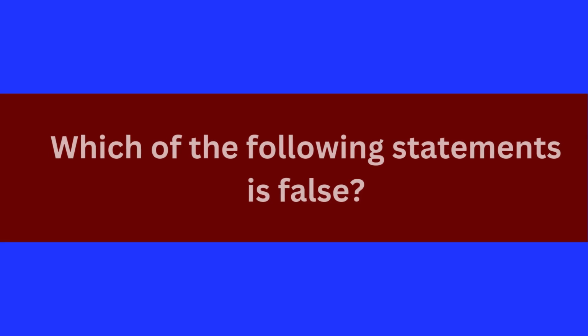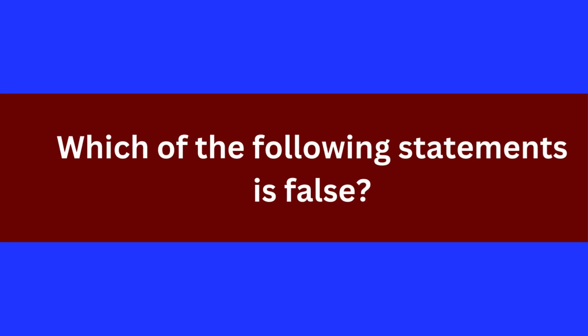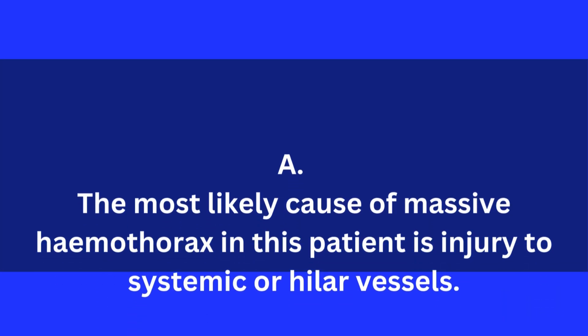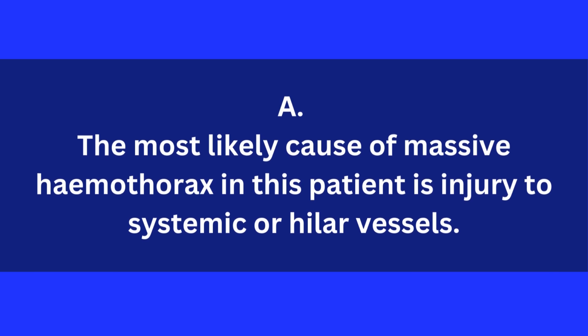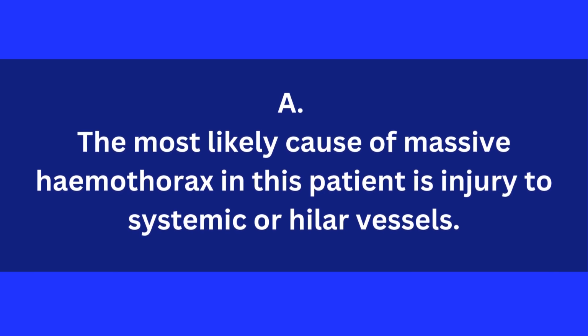So the question is, which of the following statements is false? Can you go through the options and let me know, please? Yeah, okay, so this gent's having a massive haemothorax. So, answer A. The most likely cause of massive haemothorax in this patient is injury to systemic or hilar vessels. I think that's quite likely. Depends on the position of the stab wound, but yes, I think that's an option.